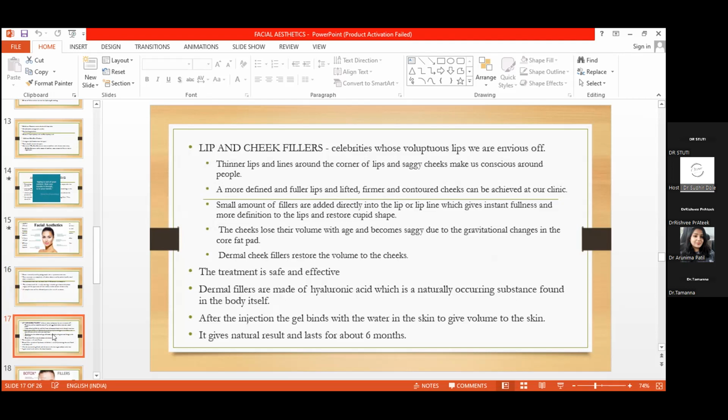So it is safe because it is made up of hyaluronic acid, which is one of our own ingredients, present in the body itself. So when that ingredient is lost or the quantity is decreased, we need the requirement of fillers. So after the injection, the gel binds with the water in the skin to give volume to the skin, and it may last from about 6 months to 9 months to a year, depending on how the patient is taking their care.